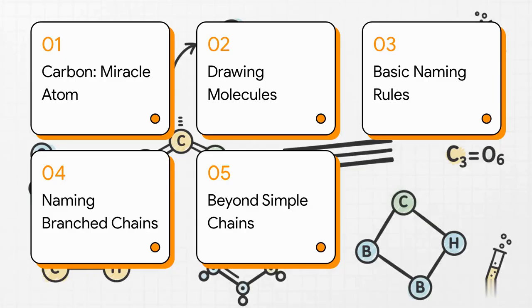So here's the game plan. We'll start with the star of the show, carbon. Then we'll get into drawing the molecules, we'll cover the basic naming rules, then move on to naming chains with branches. And finally, we'll see how it all expands beyond just simple chains. Sound good? Let's jump in.